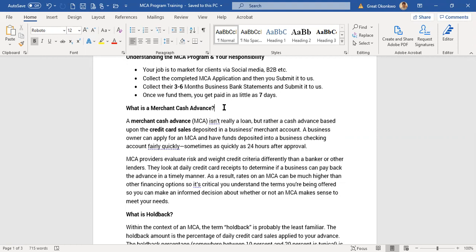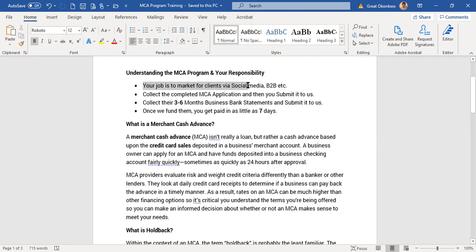So it's technically not a loan, but your job is to market for clients using social media or B2B. You could use Facebook, Twitter, Instagram, YouTube, however you feel comfortable. Collect the completed MCA application, because we sent you the application form. The client needs to fill it out. We prefer you speak to the client so they actually know you, whether on phone or over email, however you feel comfortable, and get a little bit of insight from them.